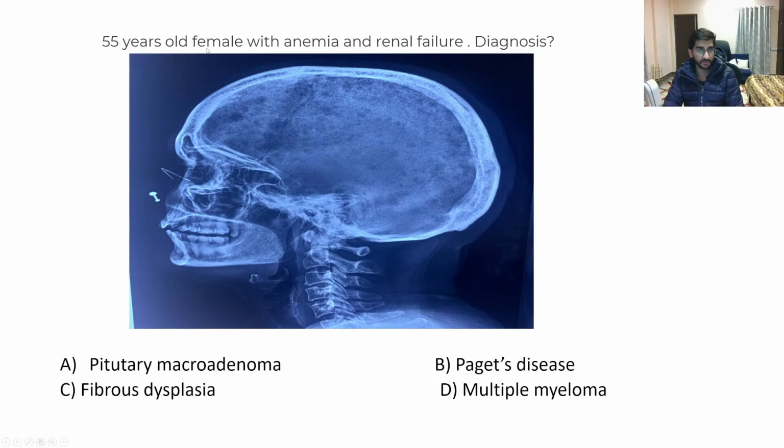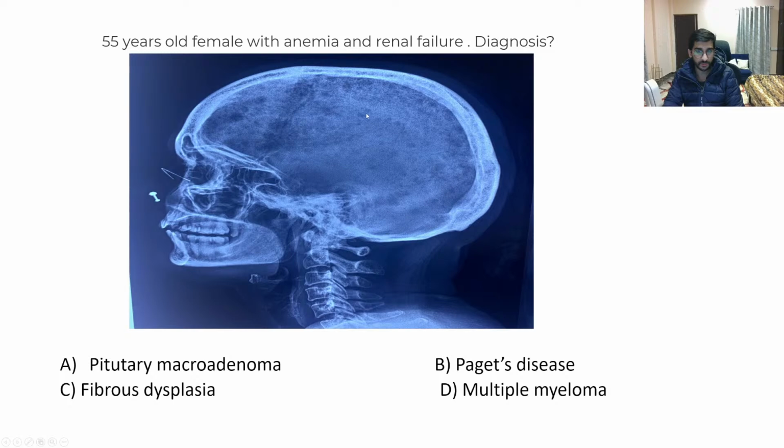Next question was a 55-year-old female with anemia and renal failure. So this clinical history is very important when you are answering a question. These are the most important points while answering a question, because we have clearly mentioned the patient had anemia and renal failure. In the skull, you see the inner table, outer table, and medullary cavity. They are well preserved, normal.